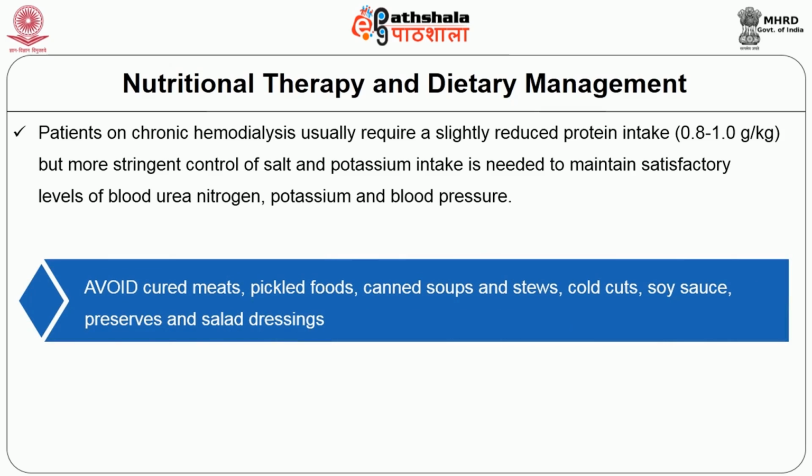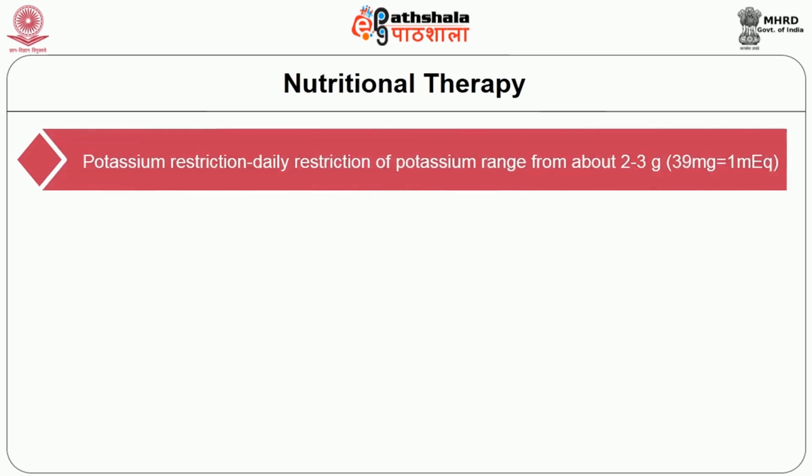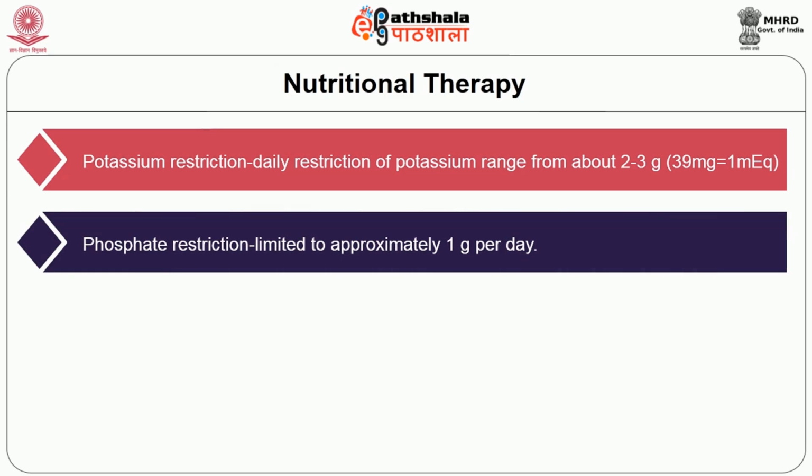And to be avoided are the cured meats, pickled foods, canned soups and stews, cold cuts, soy sauce, preserves and salad dressings. Potassium restrictions about 2 to 3 grams. And to avoid orange, bananas, melons, tomatoes, prunes, raisins, deep red and yellow vegetables, beans and legumes as well.